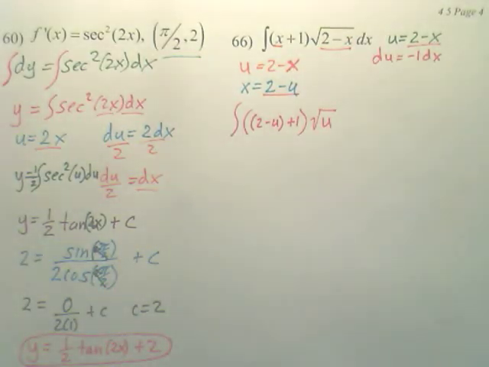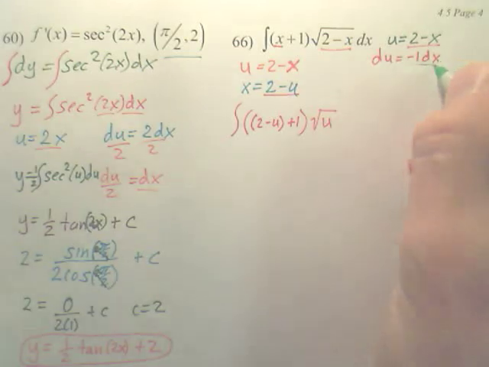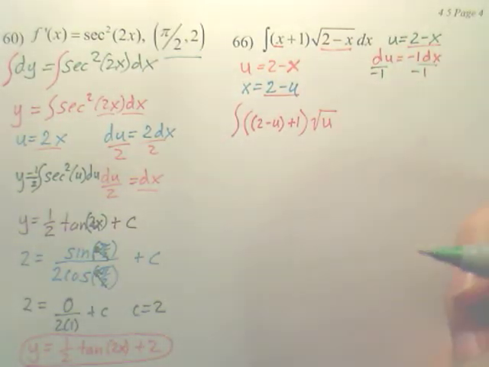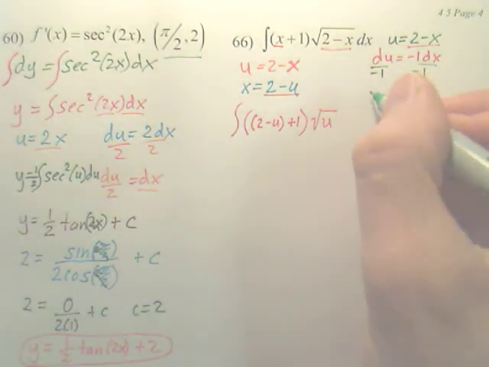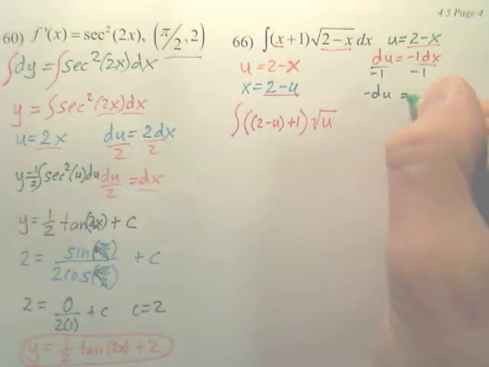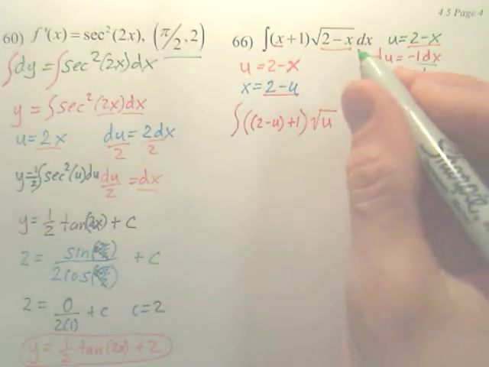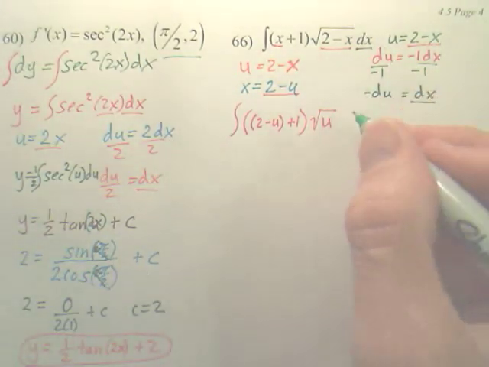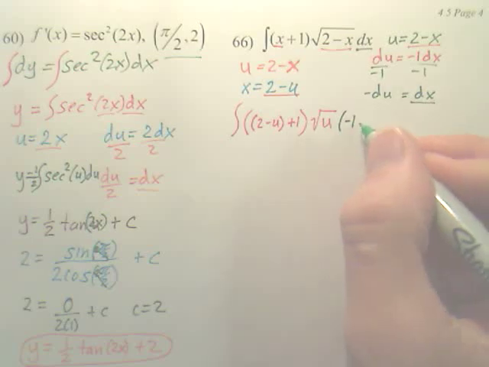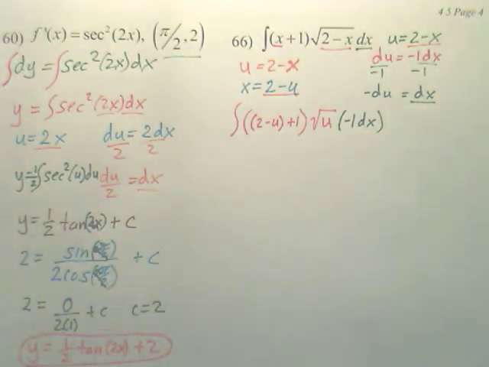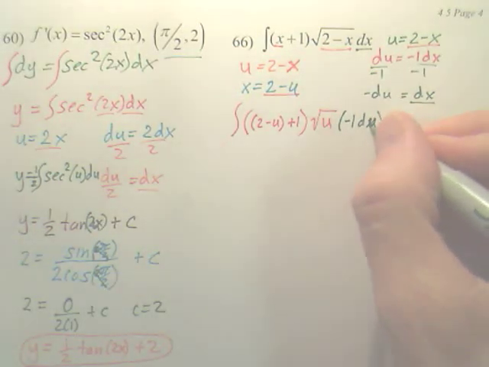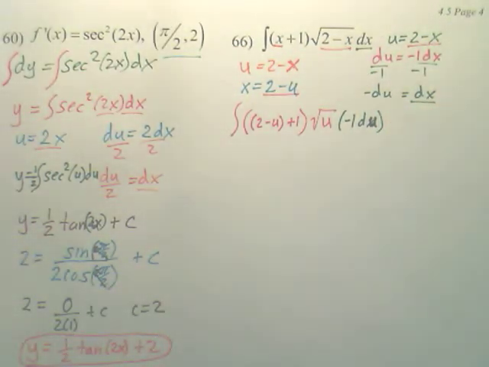And then, real quick, we forgot this. Don't we have to divide by negative 1 here? So we have negative du equals dx. So when we take this dx and replace that dx, won't that leave us in the end with a negative 1 du? Now is everything in terms of u's? Is that integrable? Not yet, but look, watch carefully. Watch what happens here.